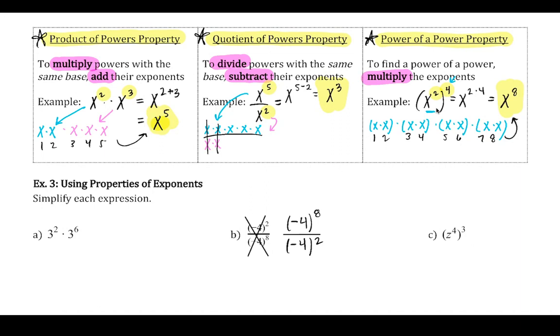So for A, we have 3 squared times 3 to the 6th power. So we have these matching bases, they're both 3s, and they're being multiplied, so we want to use the product of powers property here. So that one says that to multiply powers of the same base, we have to add their exponents, so we'll add 2 plus 6 to get our final exponent. So altogether it'll be 3 raised to the 2 plus 6, and then 2 plus 6 leaves us with 8, so altogether 3 to the 8th power.